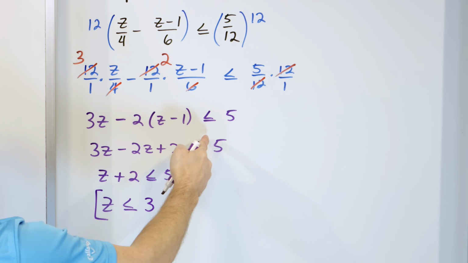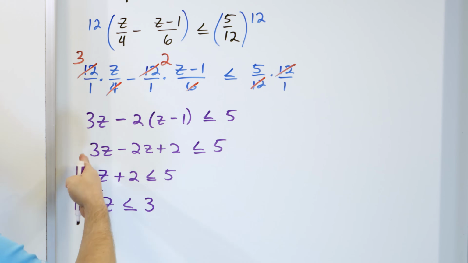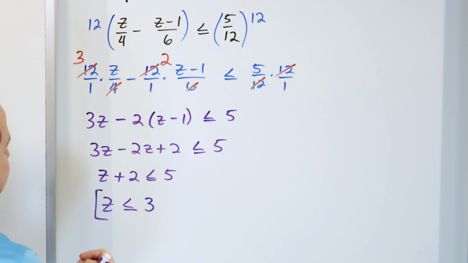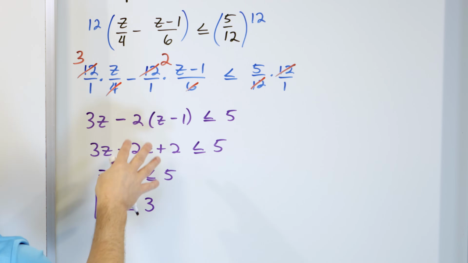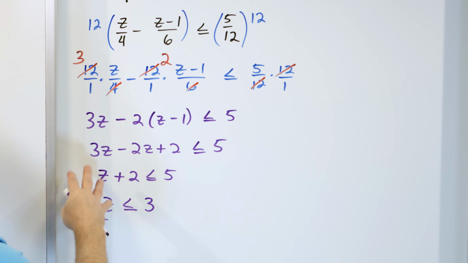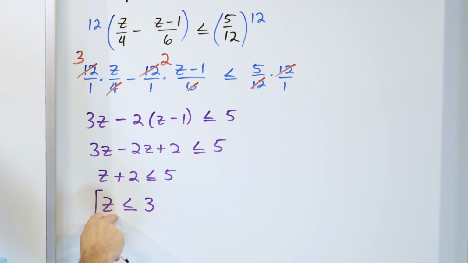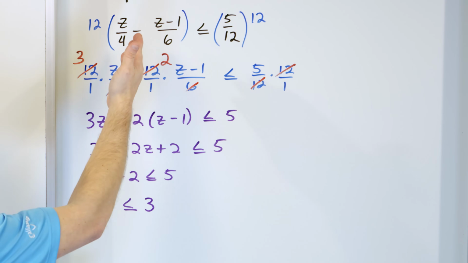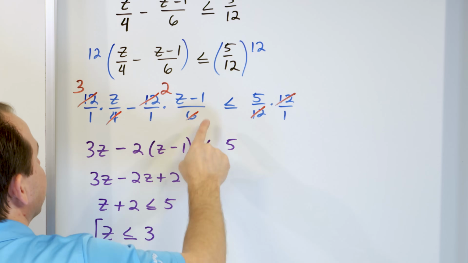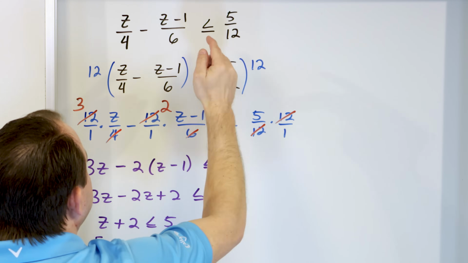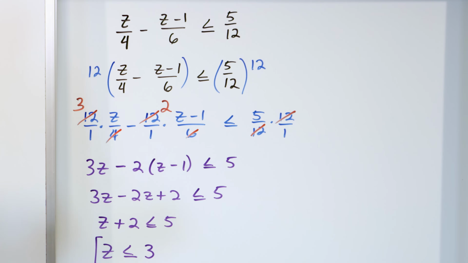Notice we did not have to change the direction of this arrow because we never multiplied or divided this by negative 1. In future problems, we might have some reason, we'll get to it when we get to it, where we have to multiply or divide by negative 1. In that case, we'd have to flip the direction. But in this problem, z less than or equal to 3 is the answer. So all numbers less than or equal to 3 satisfy this, because when you take any number less than or equal to 3 and put it in here, it will always be less than or equal to 5/12. So that's what that means.